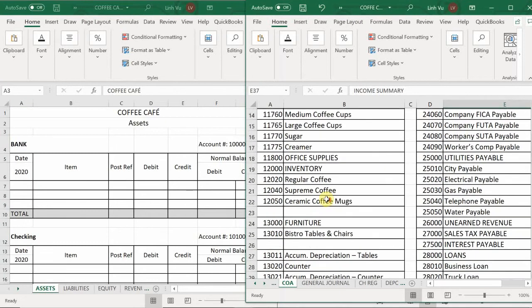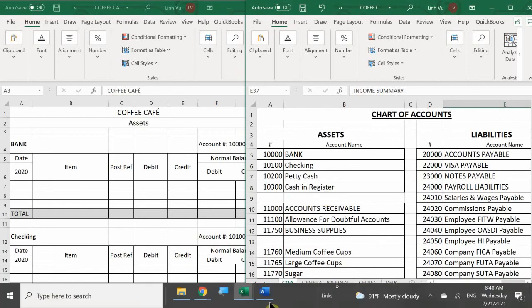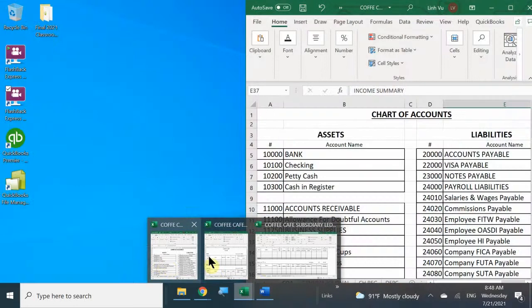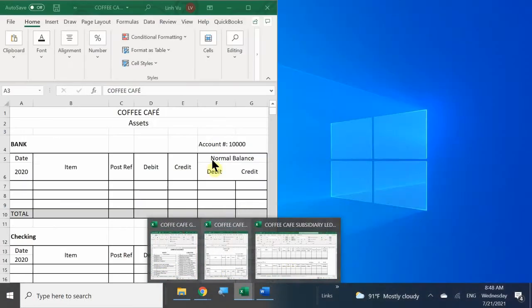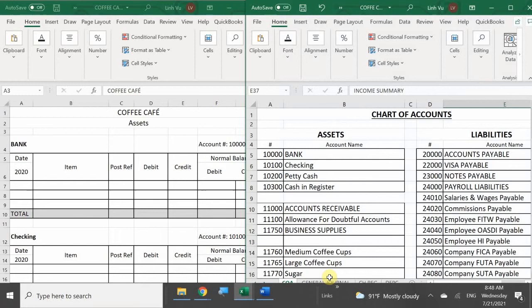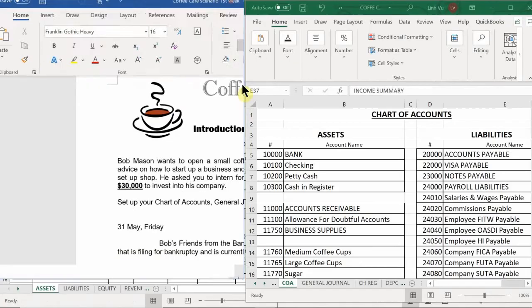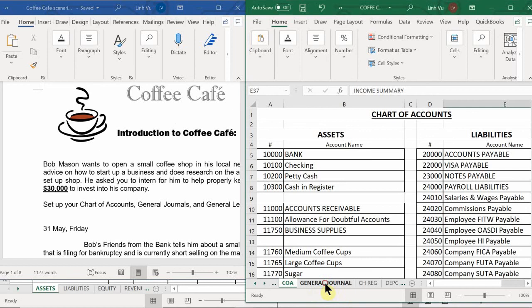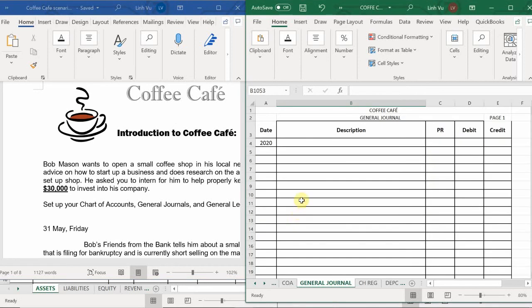So once again, your chart of accounts has already been established, all right? And you have your general journal and your ledger and your subsidiary ledger, all right? So all of those have been set up. So now let's go ahead and dive right in. So here's a key factor that we do know. We do know that Bob is going to invest $30,000 into his company, okay? So with that being said, that's good key information that you have in mind.